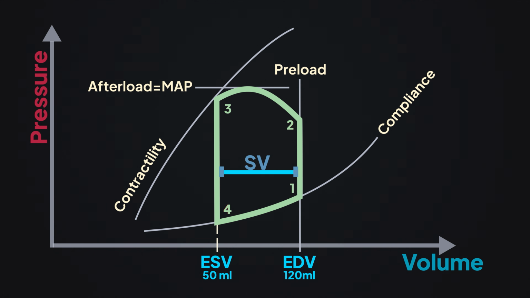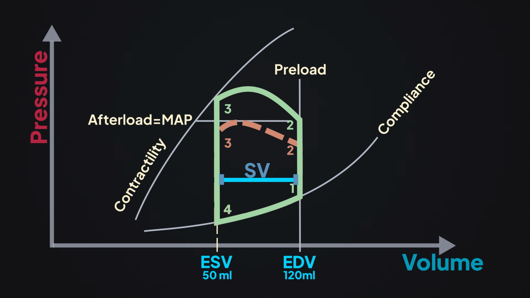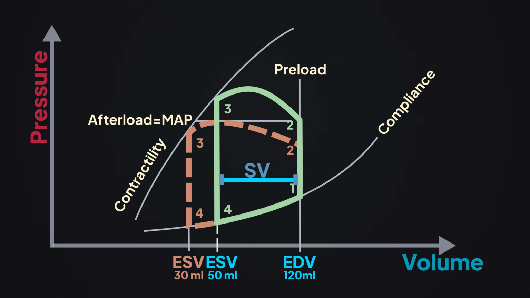Now, what if afterload decreases? This means the pressure in the arteries is low and the heart doesn't have to fight as hard. Because there is less resistance, the ejection curve goes down and the whole loop becomes shorter. Our contractility stays the same, so the line doesn't move. Instead, the ejection curve simply slides down that line to a lower point.